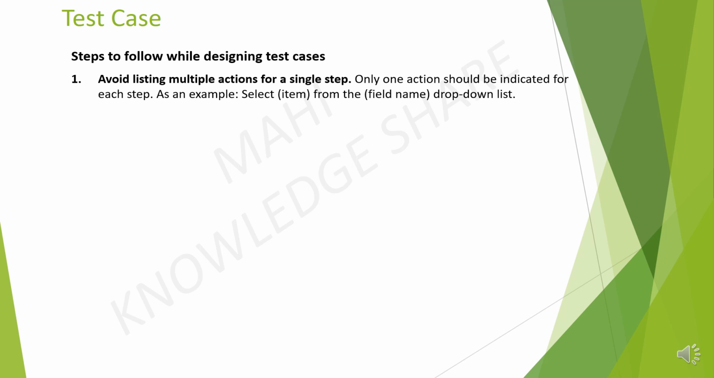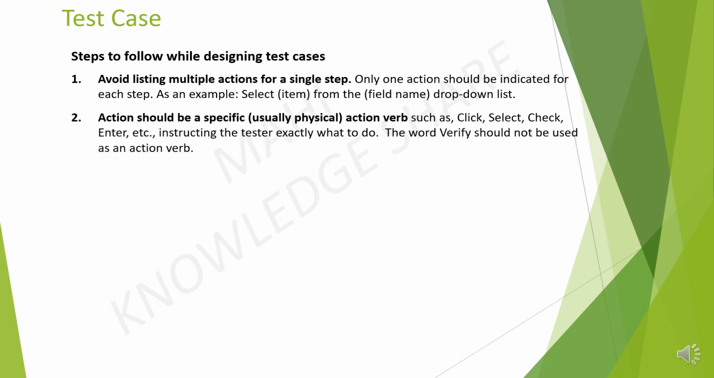Second step, the action should be a specific action verb such as click, select, check, enter, etc., instructing the tester exactly what to do. The word verify should not be used as an action verb. Avoid placing or repeating the expected result in the description field. If a SQL query is used to validate results in a step, the SQL code should be included as part of the step description.